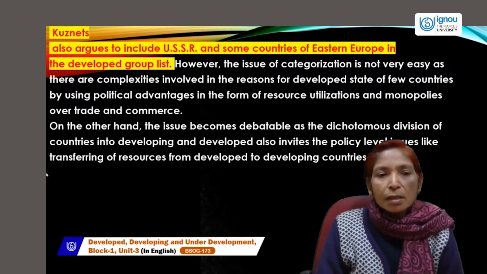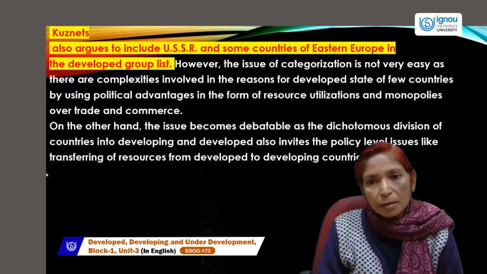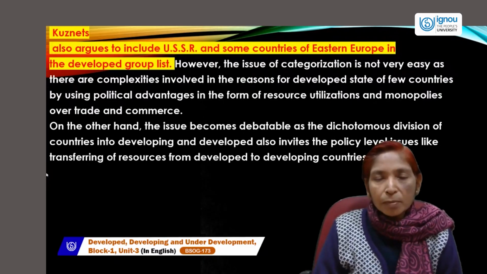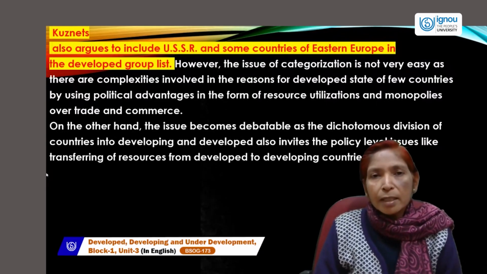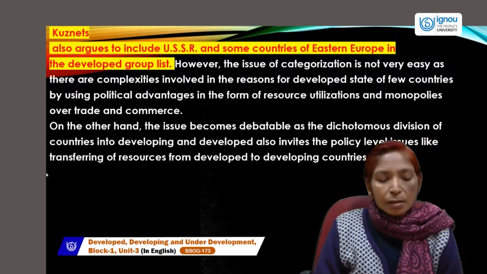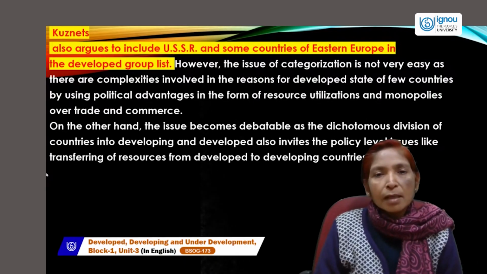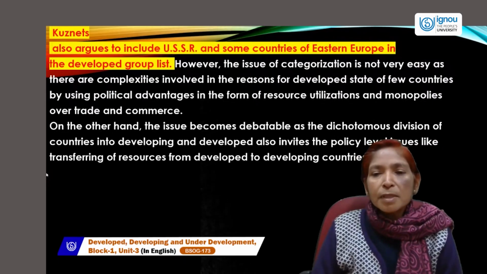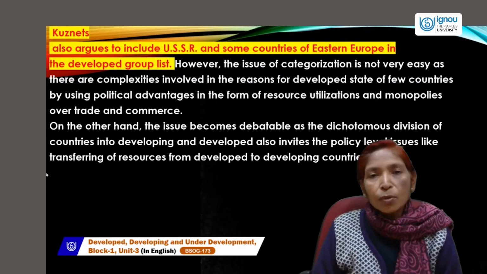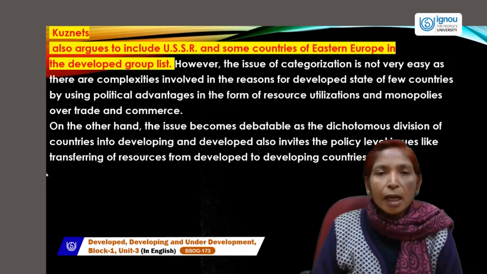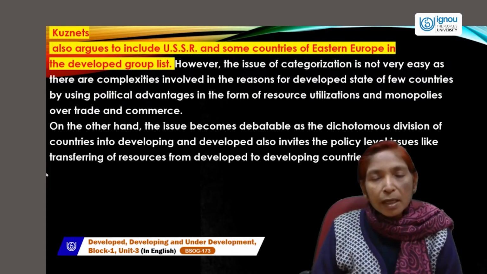So this issue is very debatable because there is a dichotomy. Dichotomous means when two words are jointly attached, like day, night, and same as this, happiness and sadness. These concepts are called dichotomous, and dichotomous division of countries, like rural, urban, male, female, life, death. All these concepts are called dichotomous, same as developed and developing economies.